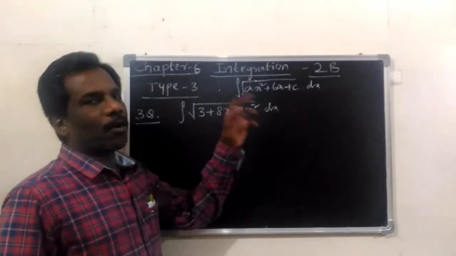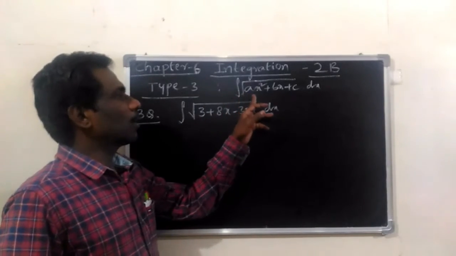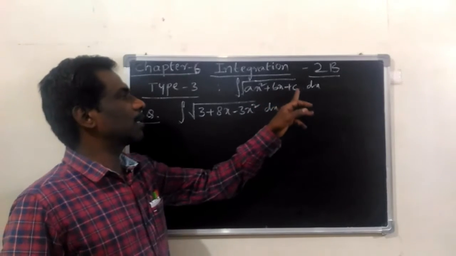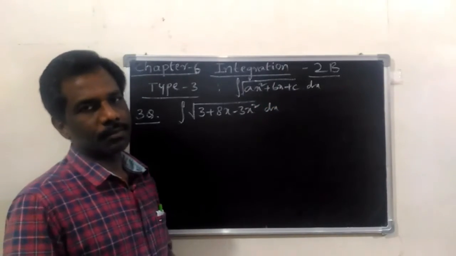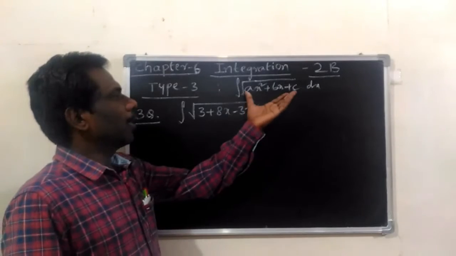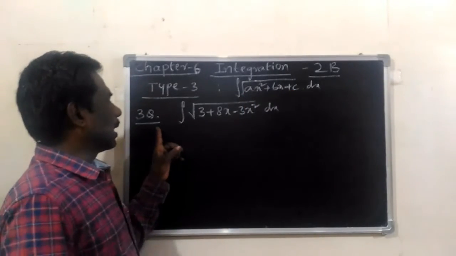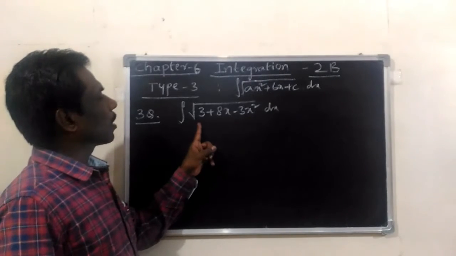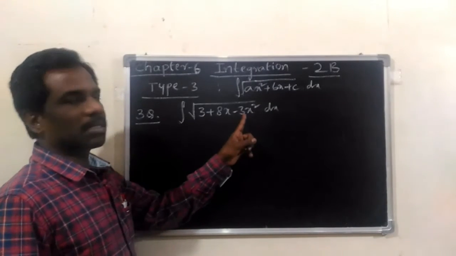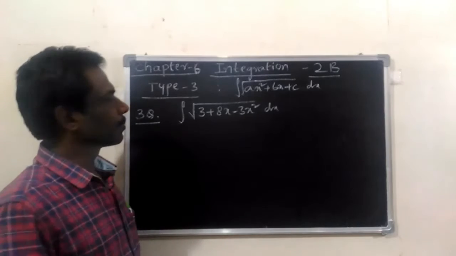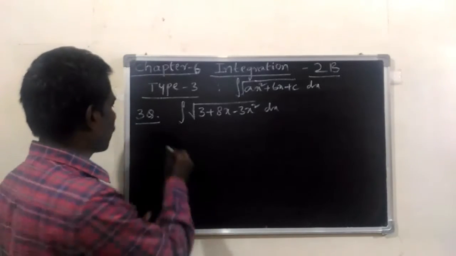The type 3 form is integral under root of ax square plus bx plus c into dx. So based on this form I have taken one problem. Question number 3, integral under root of 3 plus 8x minus 3x square into dx. So let us solve this problem.